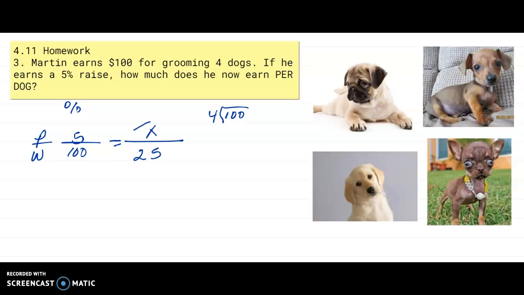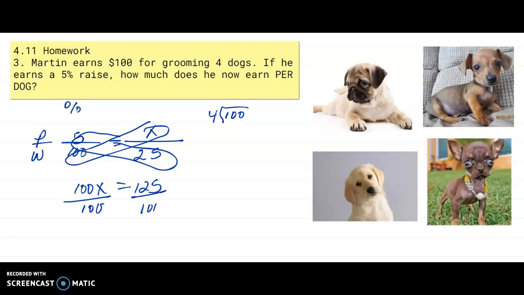All right, I'm going to cross multiply. 100x equals 25 times 5, which is 125. And I divide by 100. X equals 1.25. So he gets paid $1.25 more now per dog. So it's $25 per dog plus $1.25. That's what 5% is. So his new rate per dog is $26.25.